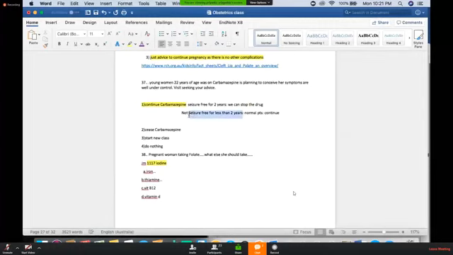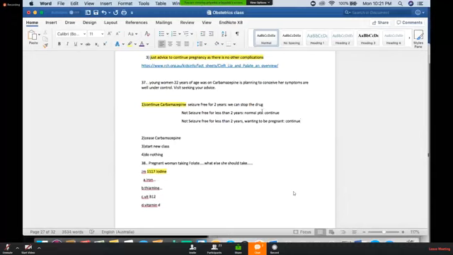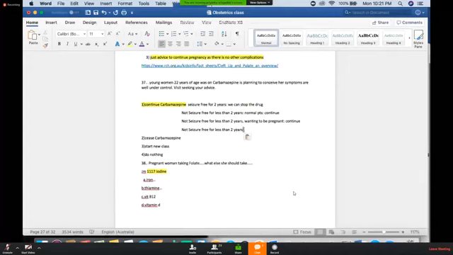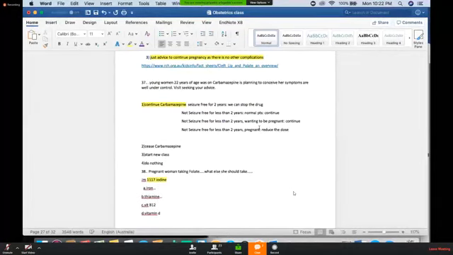And the same, not seizure free for 2 years and wanting to be pregnant. She is wanting to be pregnant. Even then, what do you do? You will continue. Okay. And not seizure free for 2 years and pregnant: reduce the dose. Okay.